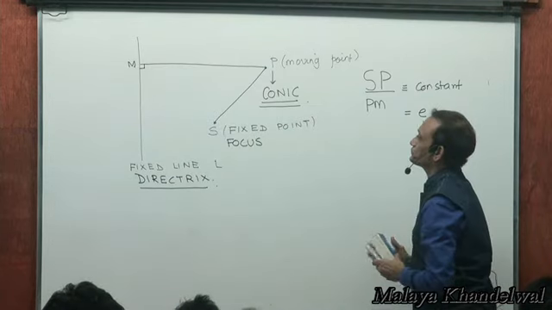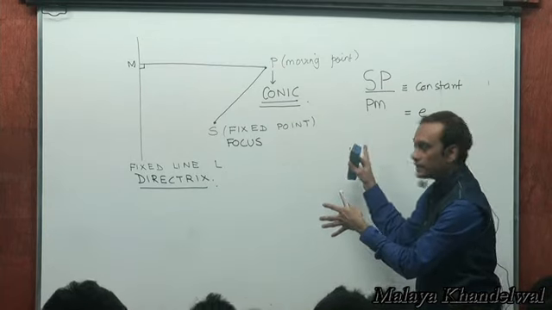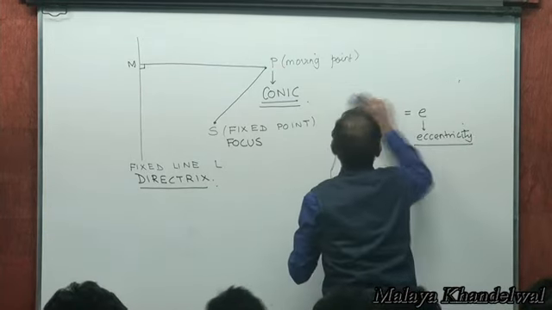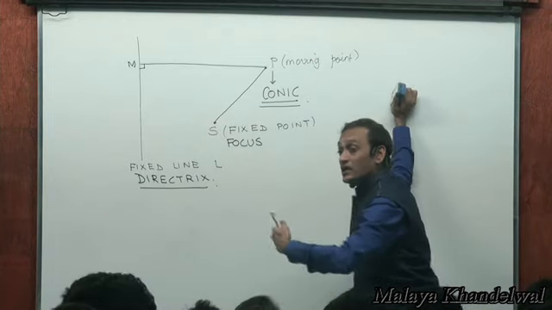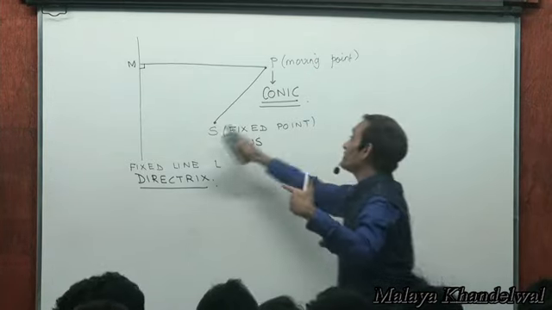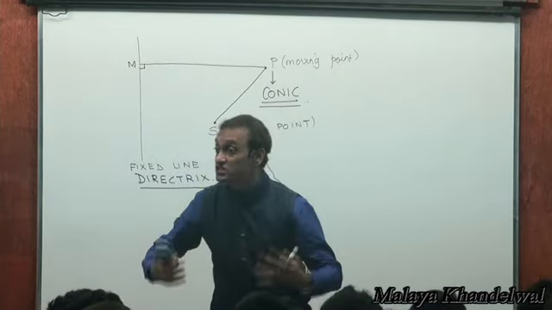Now, let me know if I could wipe this off, right? So, three most fundamental things about the conic: the fixed point S, the fixed line L, and its property E, eccentricity E, right?